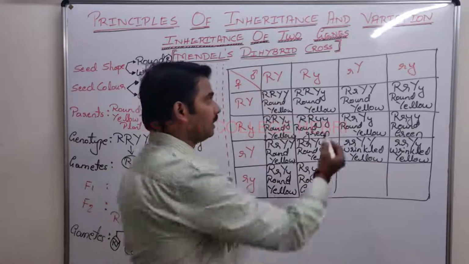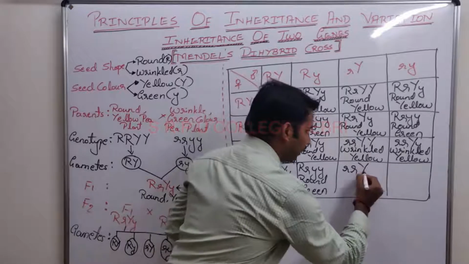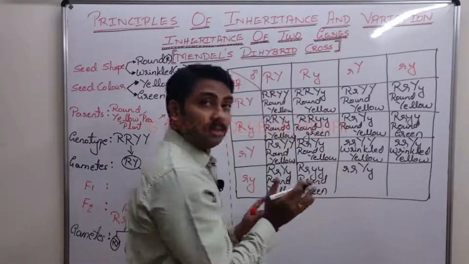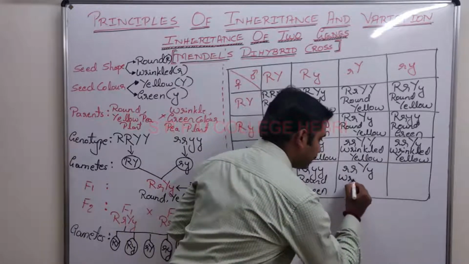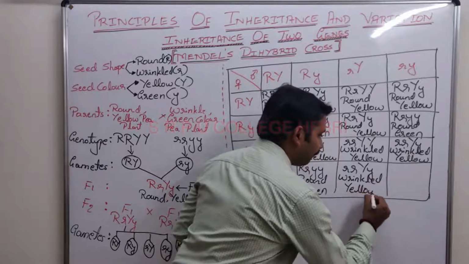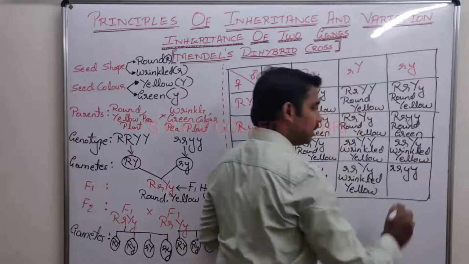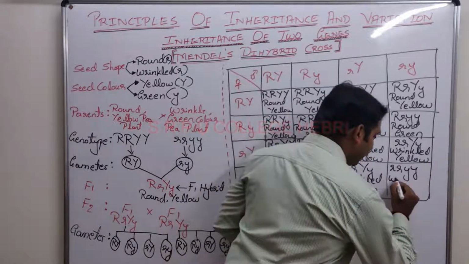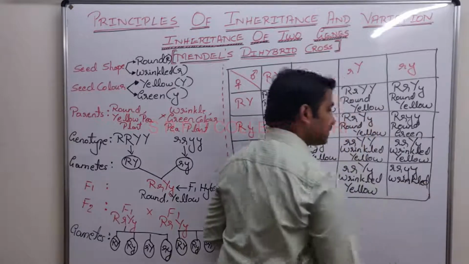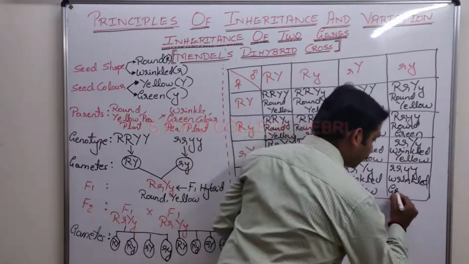It is green. Last two, what is that? Small r, capital Y, small y. Both are recessive alleles for seed shape. Hence it is wrinkled, right? Yellow. Last one, if you look at this, small r, small y. Here both the pairs of alleles are in the recessive state. For the first time, it is wrinkled green.